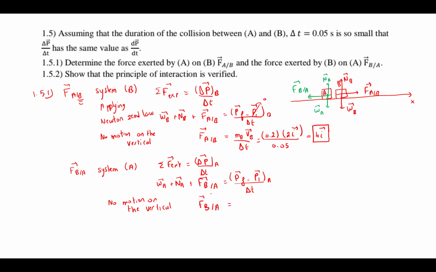Now pay attention here. When I want to put P after, it's M times V. So the P after is 0.1 times VA, and VA is -1i. It's moving in the opposite direction. Initially, it was 0.1 times 3i, all over 0.05. So we get as an answer, here, -4i.